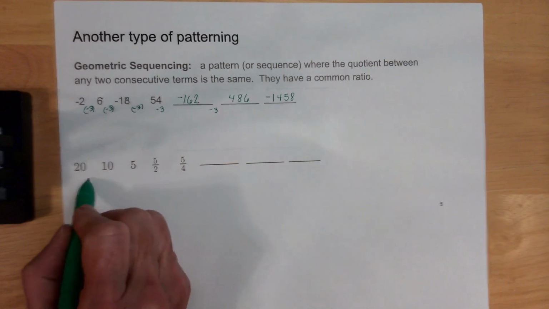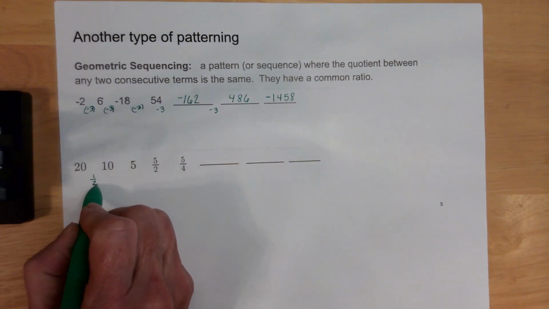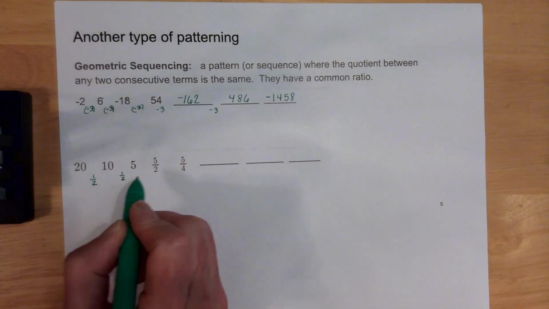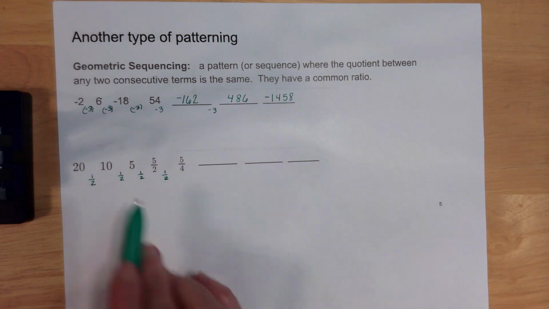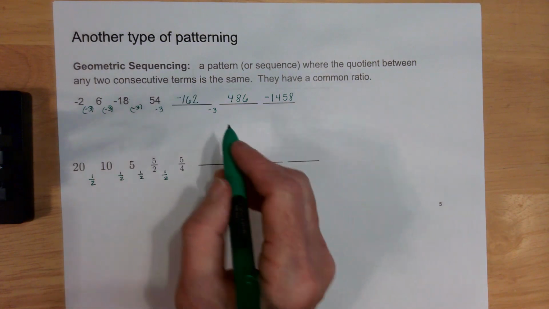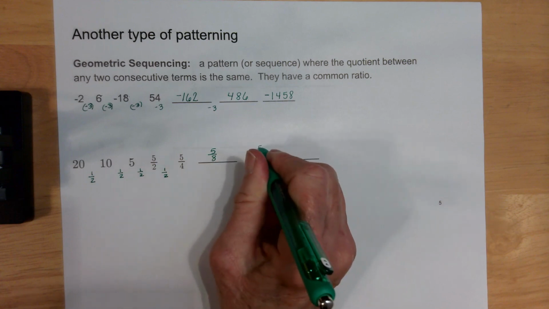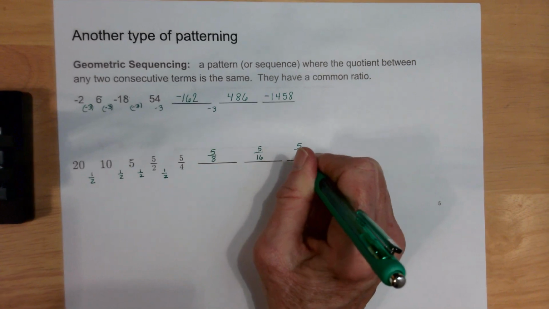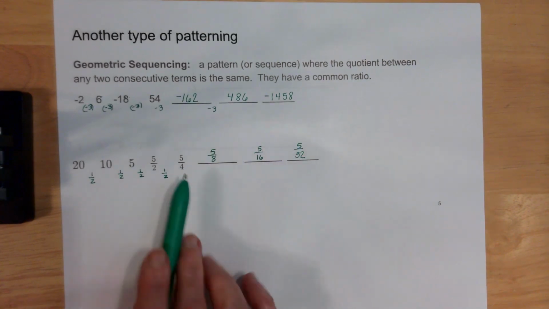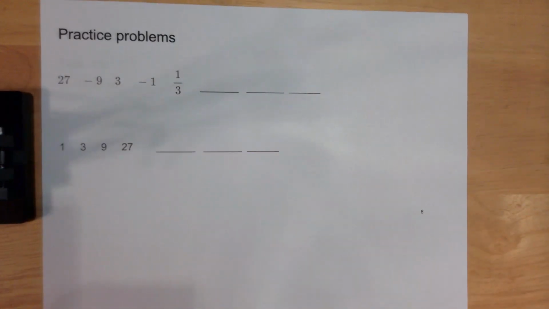So these, to go from 20 to 10, I would have to multiply by 1/2, because I'm literally taking half of each number. Okay? Which makes it a geometric sequence. So this one's going to become 5 over 8, 5 over 16, and 5 over 32. Because I'm multiplying by 1/2 between each one. And that's what makes it geometric. Okay, let's practice some of those.